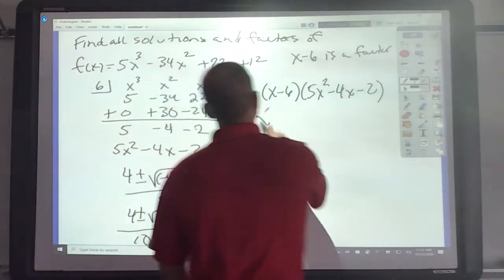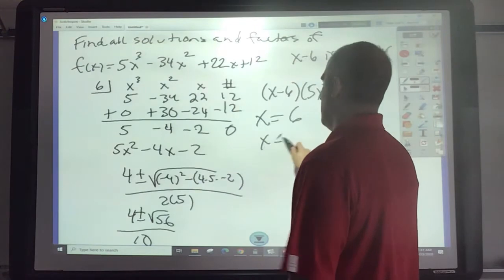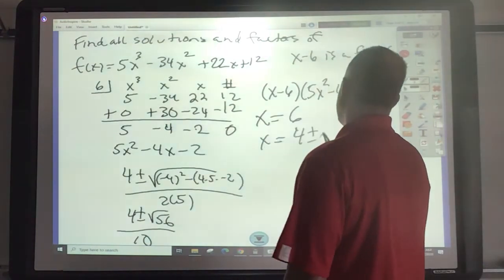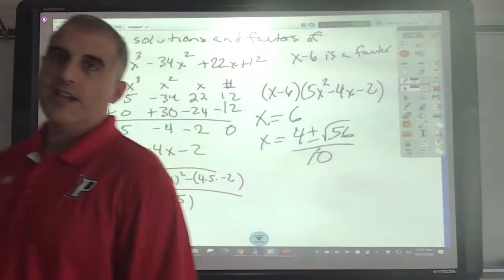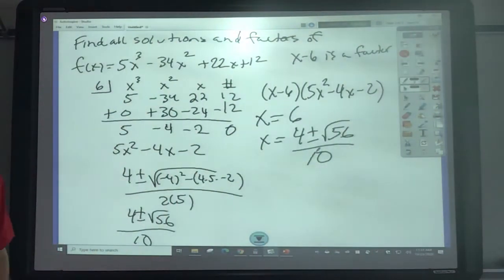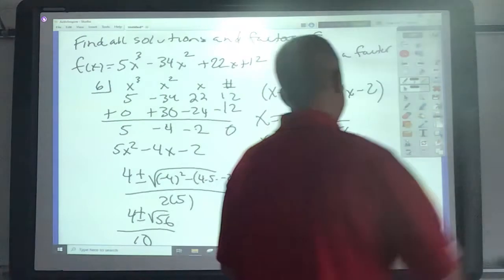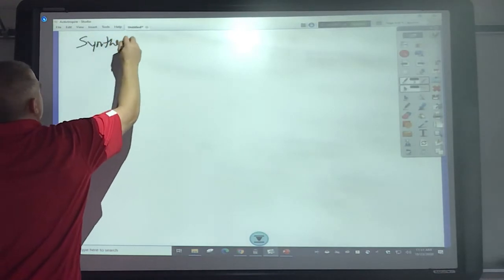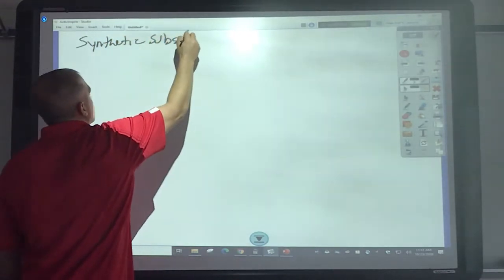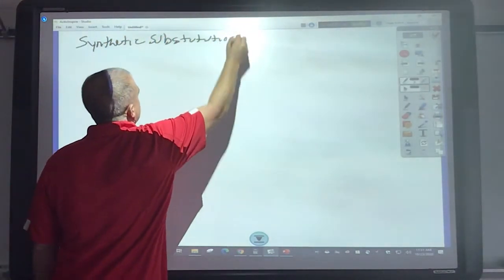Okay, so my solutions are x equals 4 plus and minus the square root of 56, all over 10. Okay, if you want to reduce that, if you want to work on reducing that, that is fine. Okay? All right, now I want to move on to something else. It's called synthetic substitution. Okay? And here's how basically this works.